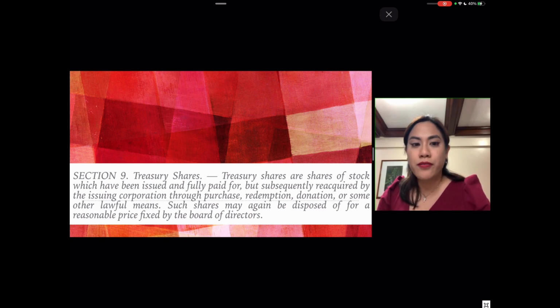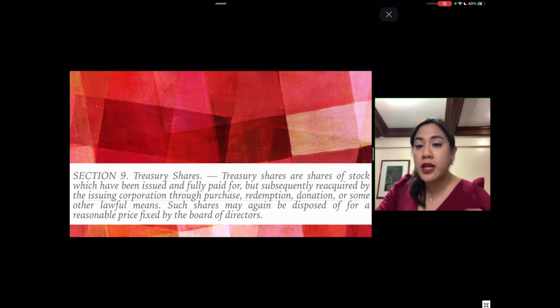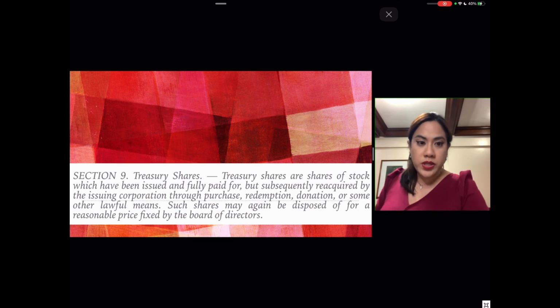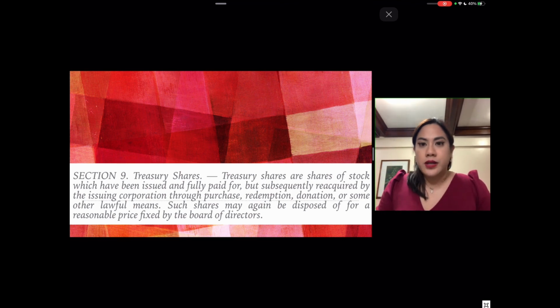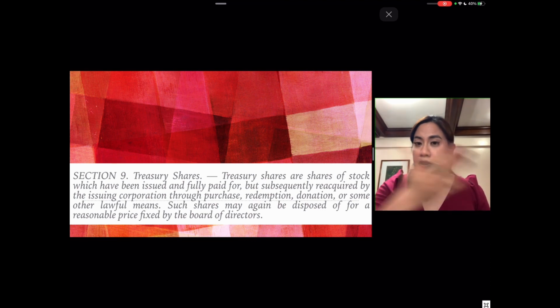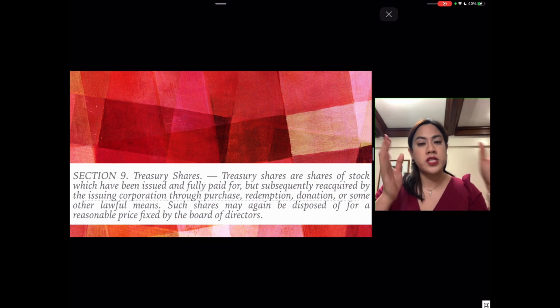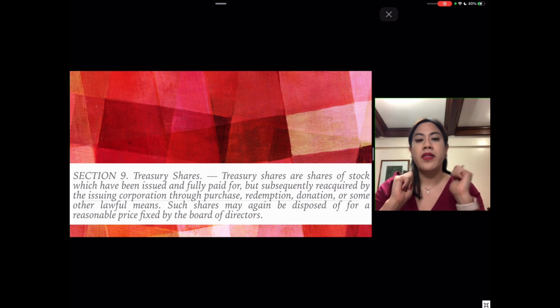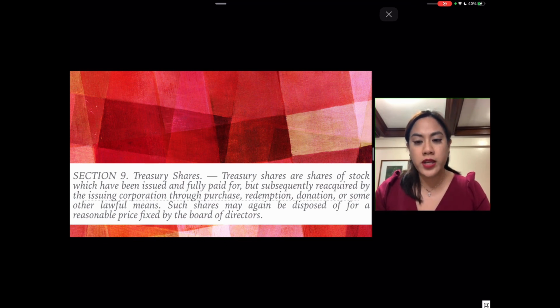What does other lawful means include? It may include forfeiture, which is allowed under Section 67, last paragraph of the RCC, on delinquency sale, and we will discuss that when we get there. So, treasury shares are not retired shares. Why? Because if you call them retired, it means they revert back to unissued shares. So since they are not retired shares, they do not revert to unissued shares.